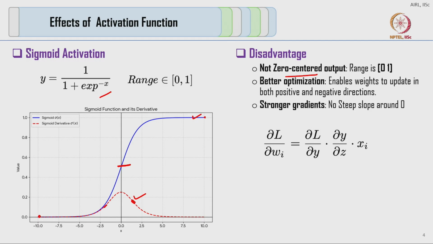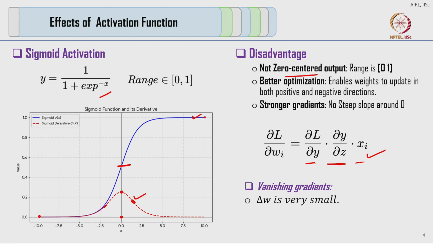Now although it has better optimization, it does not have very strong gradients, because we can see that the derivative curve only lies from 0 to 0.2. Right. So throughout the curve, the magnitude of the derivative, or gradients, is actually not very high. So if we look at the equation again, which is dou L by dou w is dou L by dou y by dou z times xi, this dou y by dou z is essentially the red curve which is highlighted here.